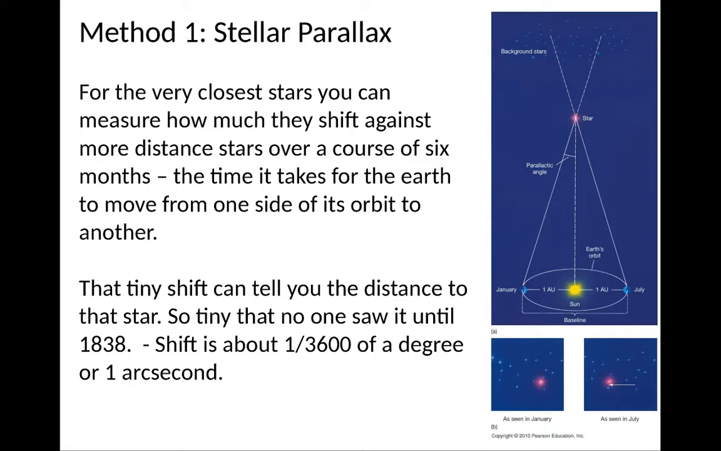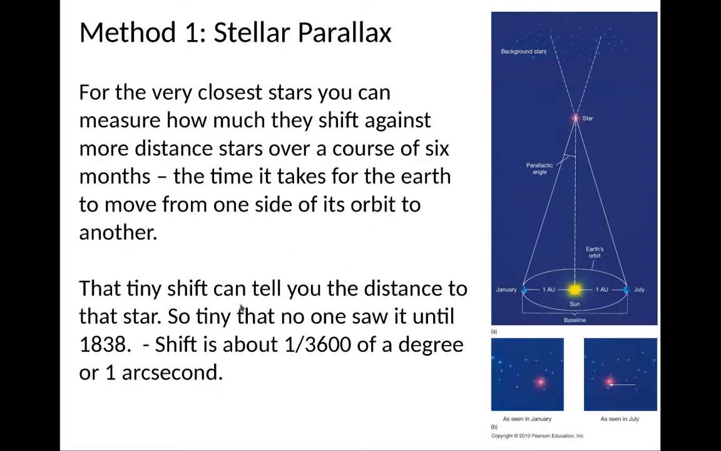Why 6 months? 6 months is basically the time it takes for the Earth to move from one side of its orbit to the other side. So the distance between where you were in January and where you are in July is 2 AU, because the average is 1 AU from the sun, times 2. If a star is close, that star will appear to move relative to the background stars between January and July. So this tiny shift can tell you about that star.